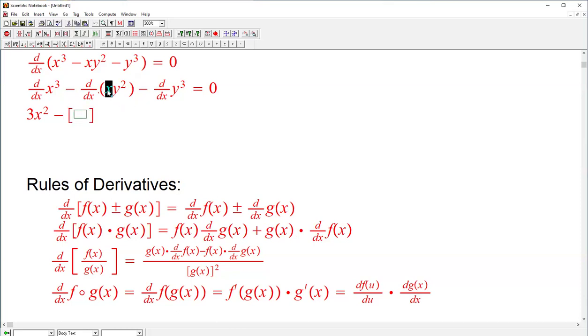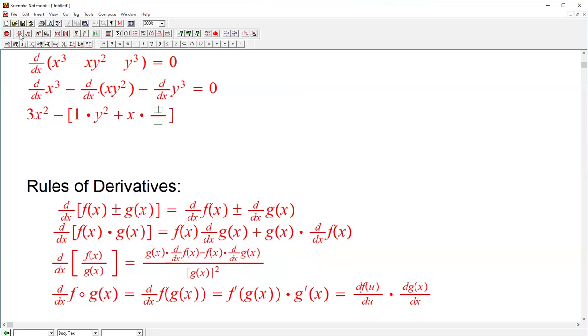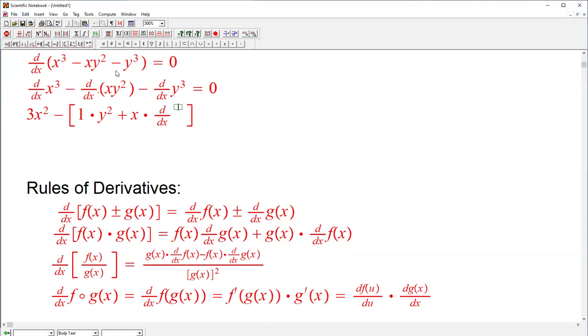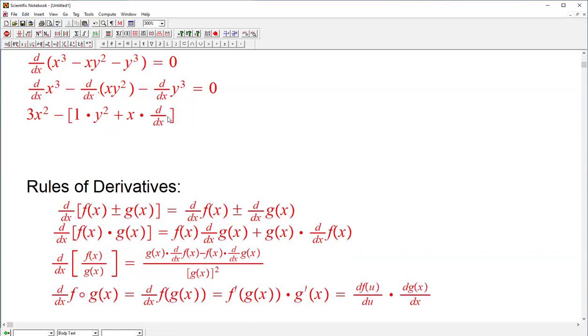So we're going to differentiate x. The derivative of x, of course, equals 1, and we keep the y squared unchanged. And plus, we're going to keep x unchanged, and we're going to differentiate y squared with respect to x. Of course, you can write this down directly because this is going to be the chain rule.